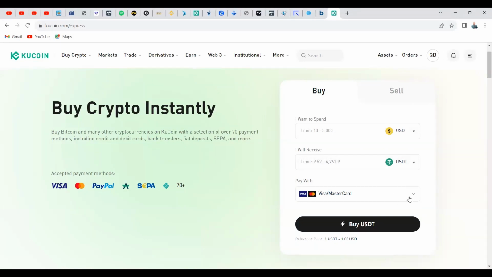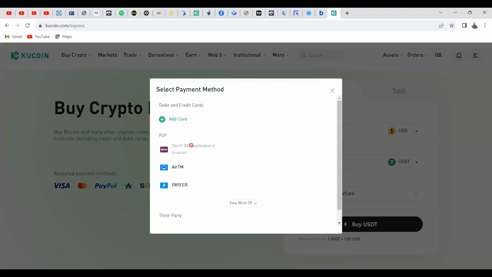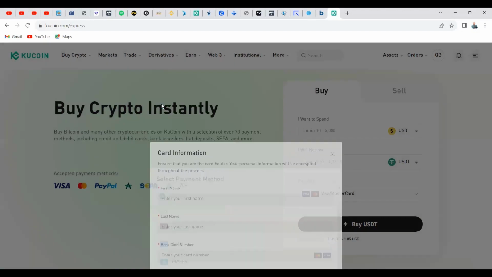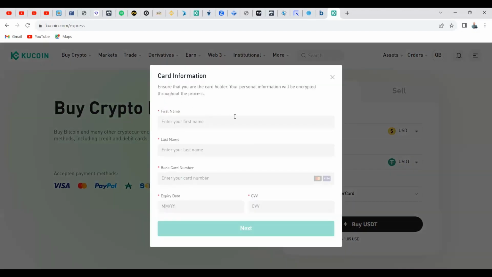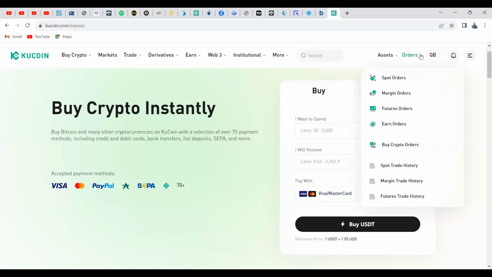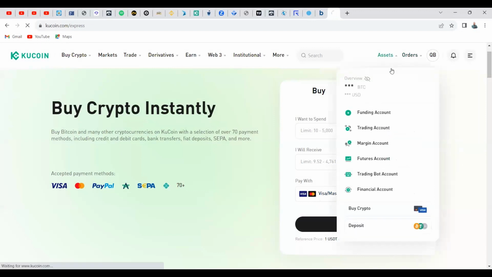And then you simply go to your Visa or MasterCard. You can add your card over there, and you can see that there are other options. If you click on add card, you can simply put in your details, add your card number, enter CVV, go to next, and be able to purchase crypto. If you struggle with purchasing crypto using that option, you can always click on the deposit function.